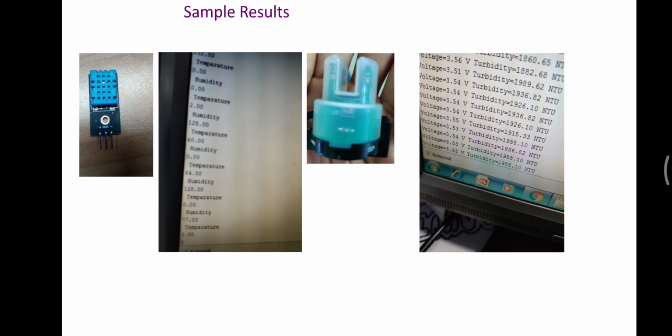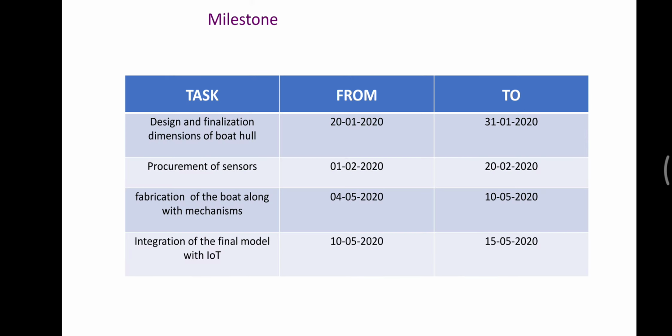And these were the sample results generated. You can see the temperature readings at the left and also the voltage and turbidity reading on the right. As I'm holding the turbidity sensor in my hand, due to the air molecules, the turbidity values are abnormal. Usually in water it gives up to 4 to 5 NTU. These were the milestones we had set up to complete. I have updated them now.